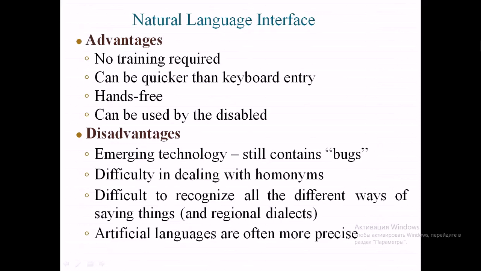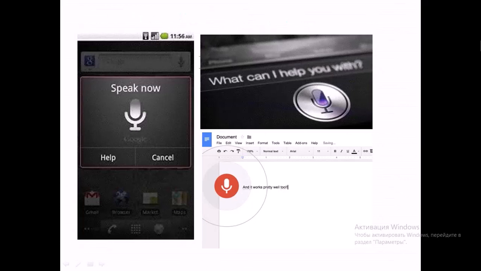Disadvantages: it's an emerging technology and still contains bugs. It has difficulty in dealing with commands. It's difficult to recognize all the different ways of saying things and regional dialects. Artificial languages are often more precise. As you see, here are some natural language interfaces.